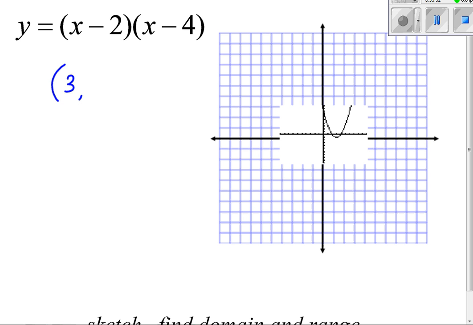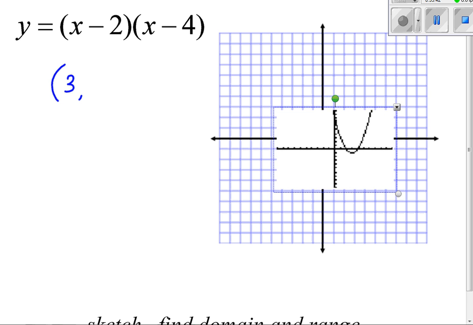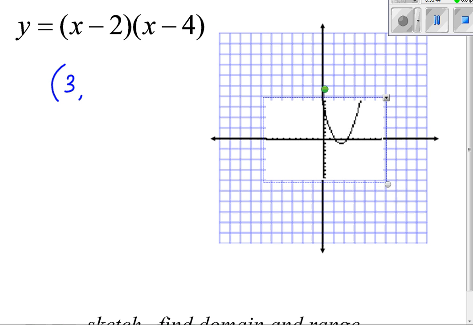I don't know. Looks like -1 to me. See if I can get that better. Still not right.